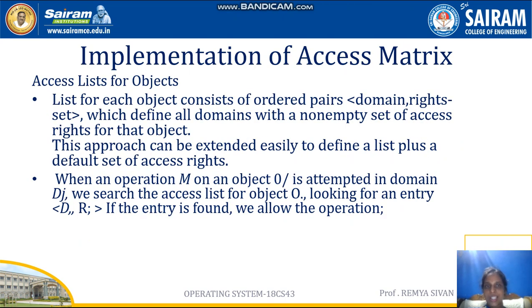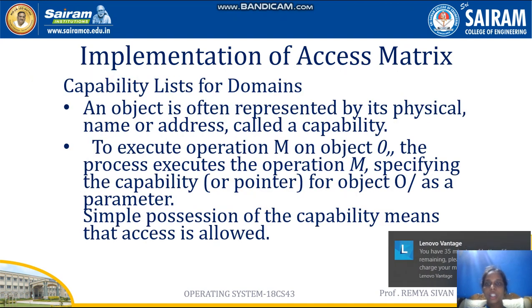The second one is the access list. Here also we have ordered pairs of domain and right set, which define all domains with a non-empty set of access rights for that object. This approach can be extended easily to define a list plus a default set of access rights. When operation M on an object O is attempted in domain Dj, first you have to search the access list. If it is there, that operation is allowed, otherwise no.